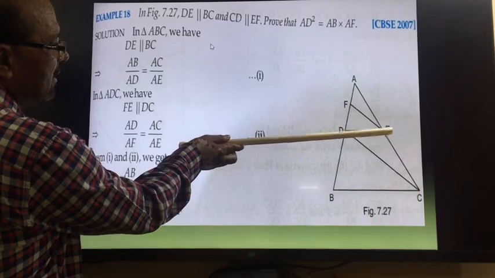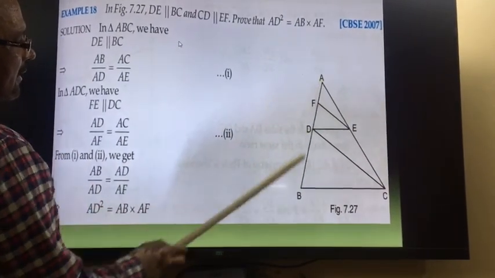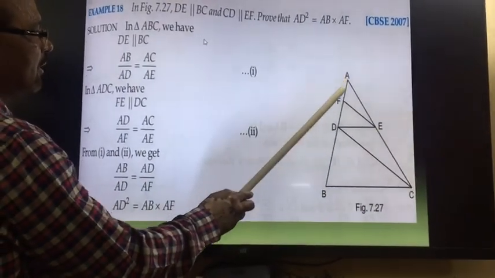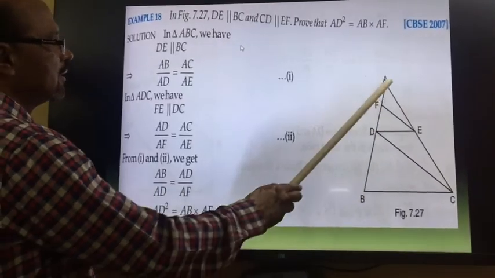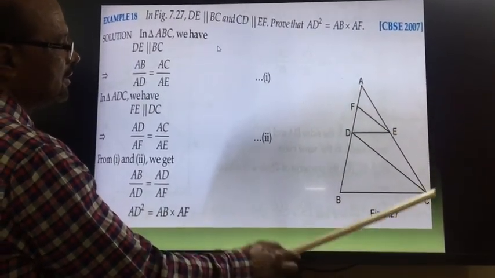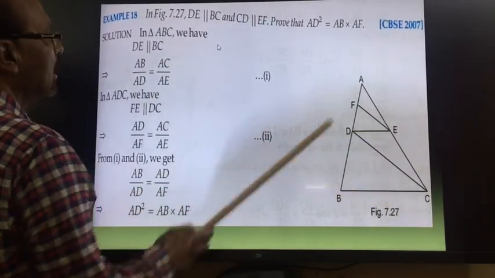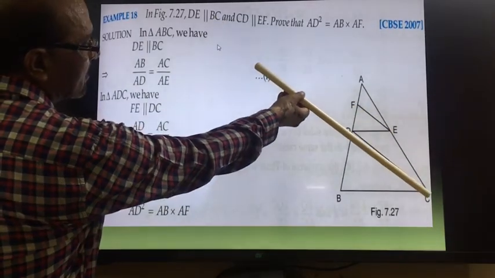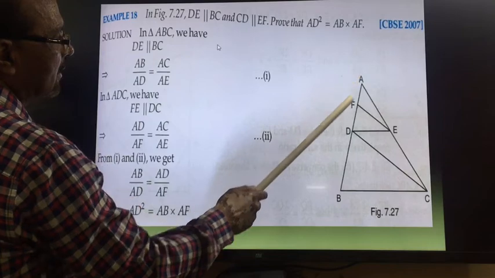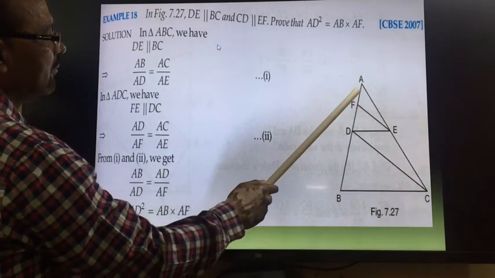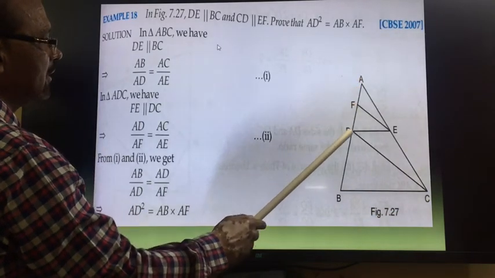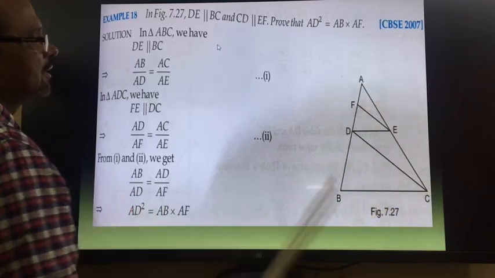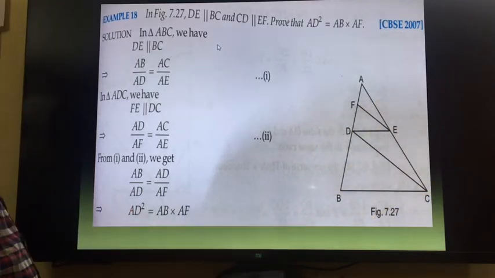Because this line is parallel to this, we'll take triangle ABC and we will apply the BPT theorem. AD upon DB is equal to AE upon EC because this line is parallel to this. After that, you see EF is parallel to DC. So we will take the triangle ADC and we will write AF upon FD is equal to AE upon EC. So we will frame these two equations and these will give us the result.